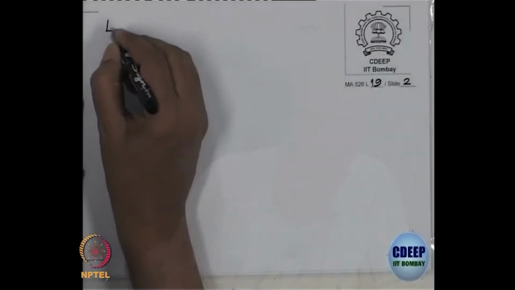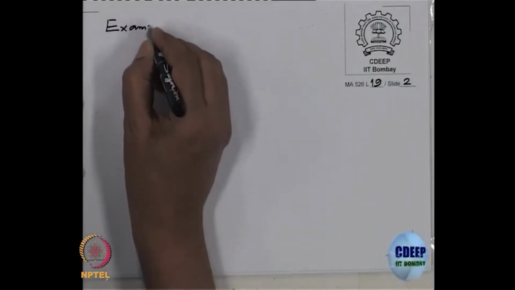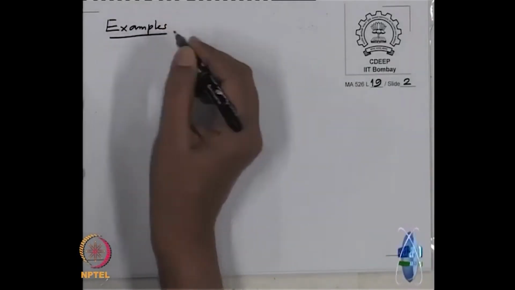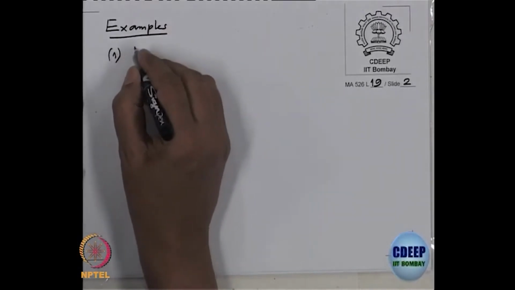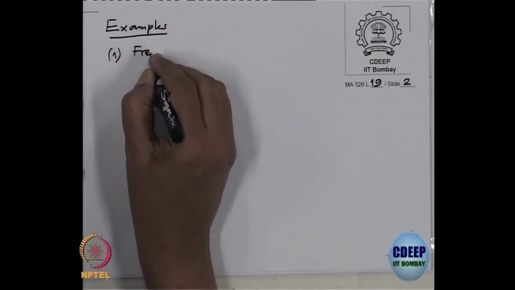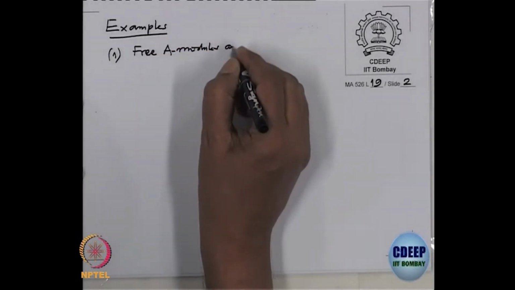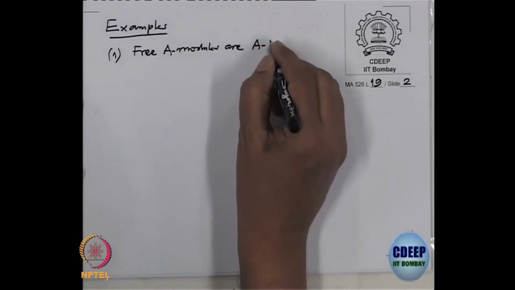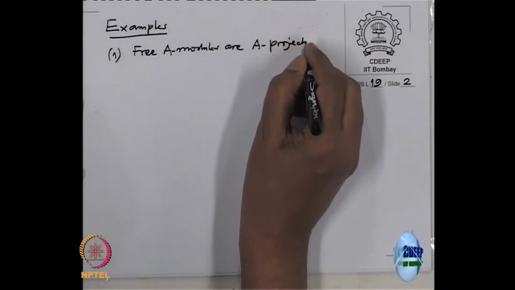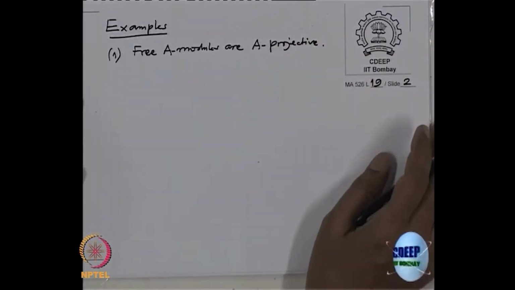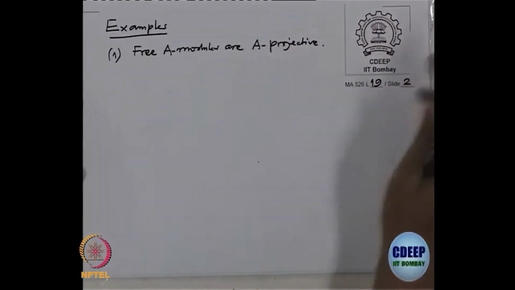So, actually the third condition, the equivalent condition of the definition, tells you which are the examples of projective modules. For example, some examples: free modules are projective, free A modules are A projectives, because it's a direct summand of itself.